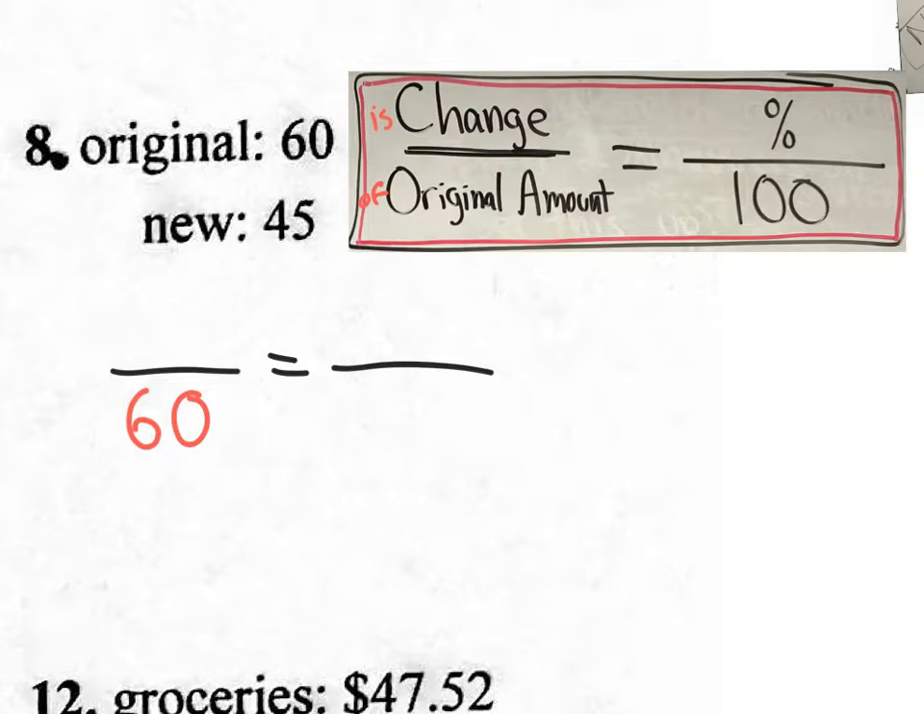15. It changed by 15, right? From 60 to 45, it went down by 15. So it does say to state whether it's an increase or decrease. It's a decrease. But let's find out what percent it decreased by.